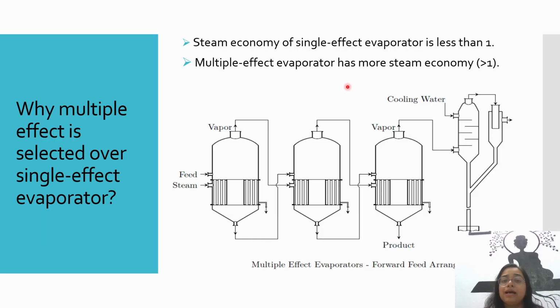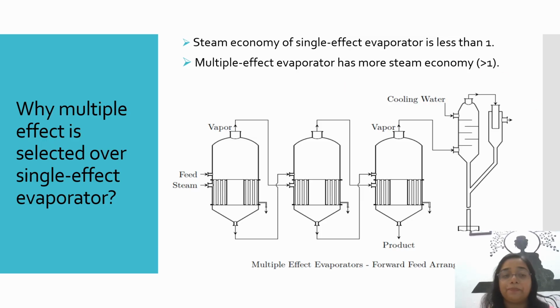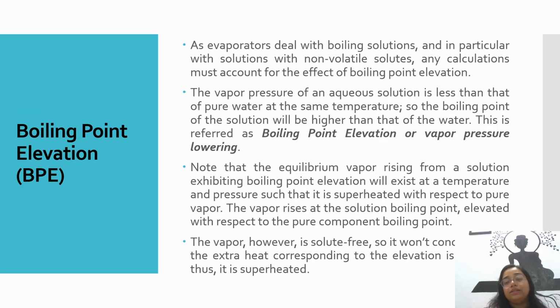But in terms of steam economy, if we use multiple effect, then it is beneficial for us, because we feed steam one time, but whatever water vapor we are producing is higher than the amount of steam fed. So in terms of steam economy, it is beneficial to us. Now, another very important concept is the boiling point elevation.